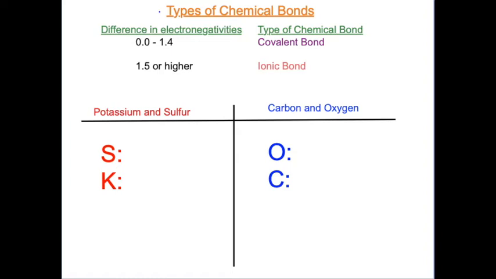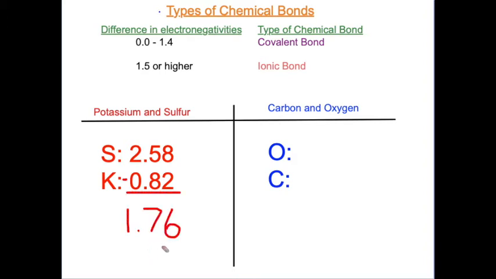Let's try two examples. We can use the periodic table with electronegativities on it to determine the electronegativity values for potassium and sulfur. Sulfur is 2.58, potassium is 0.82. We subtract those two numbers and get 1.76. That tells us that the bond between potassium and sulfur is an ionic bond.